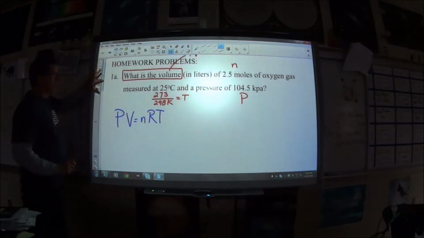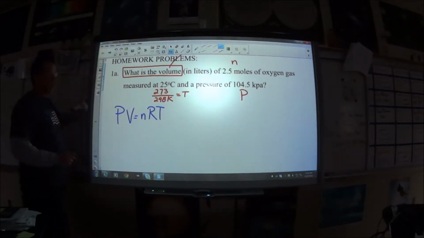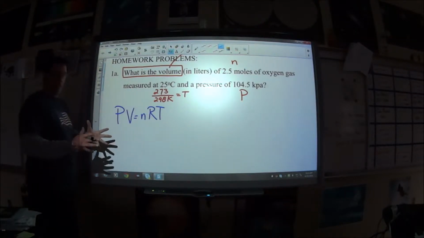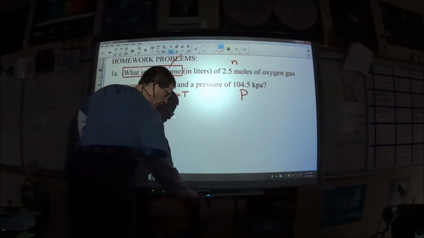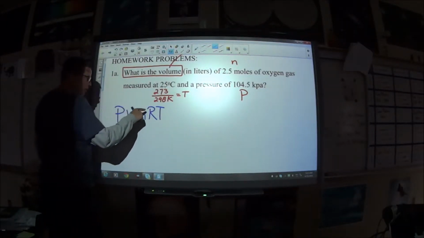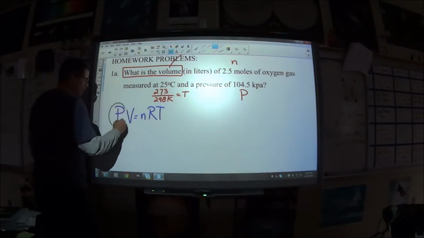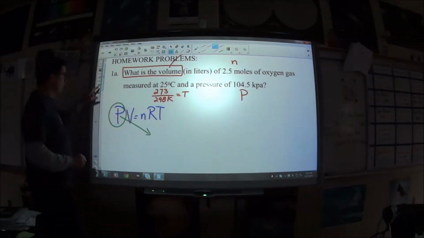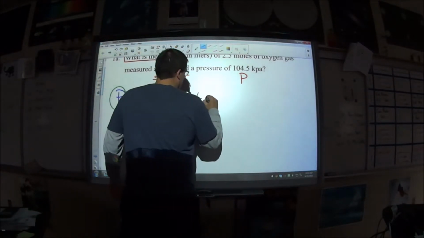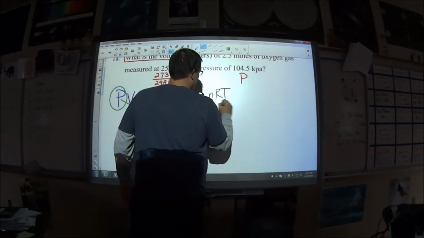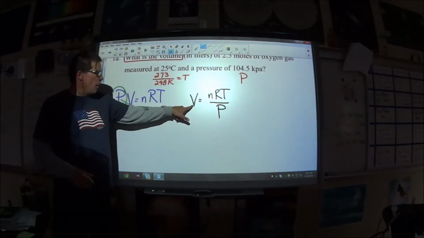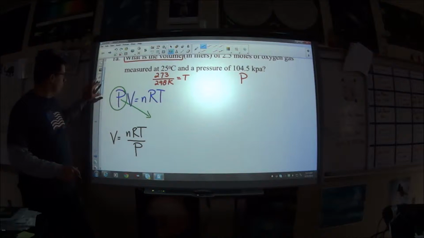And what we want to do is rearrange all of the known variables, or the values that we know, to one side and leave the one value that we don't know to the other side. So that means that I'm looking for V, so I want to get n, R, T, and P on the same side. So I'm going to divide by P on both sides. So now my equation looks like this: V equals nRT over P. Okay. So once I have that, make sure I plug in the right values.